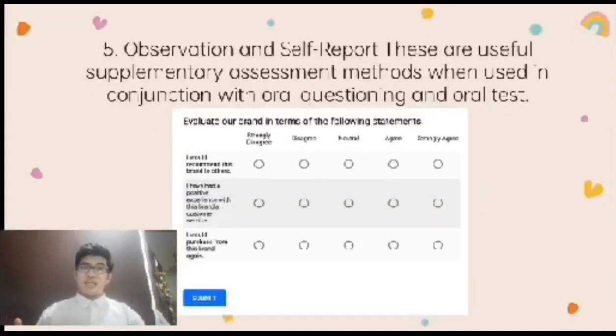The fifth is the observation and self-report. These are useful supplementary assessment methods when used in conjunction with the oral questioning and oral test. Like for example, in a school clinic setting, the nurse gave you a checklist of how you are feeling to identify if the students have COVID or not. So after answering the survey, the nurse would ask you simple questions about your answers on the survey. If you answered yes, like if you have a cough, the nurse would say, when did it start, where did you go, and so on.